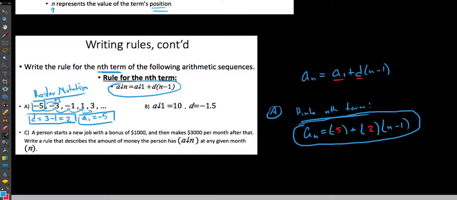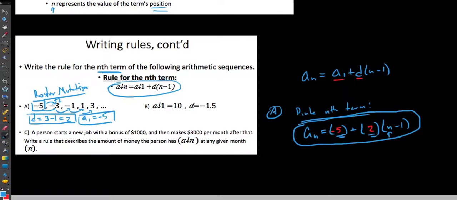Because here's the thing. This rule works just as fine in this form as it does when we simplify it in just a moment. So what does this rule tell me? Well, it says you started at -5 and you're going up by 2 for every one of these n's, but we're not going to multiply it exactly by the position we're in, but one less than that position we're in, since we didn't add it on to the first term to begin with. So this is our rule.